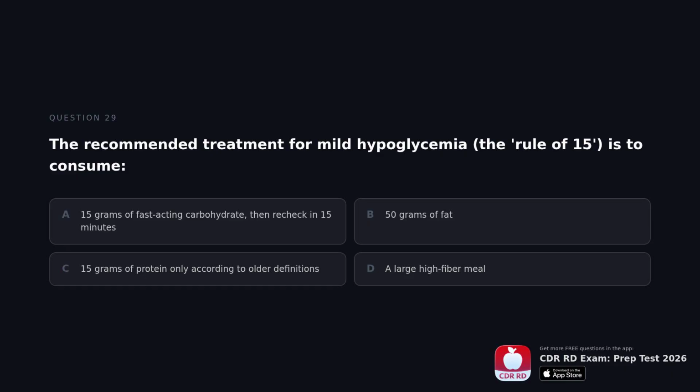The rule of 15 is to consume A. 15 grams of fast-acting carbohydrate, then recheck in 15 minutes. B. 50 grams of fat. C. 15 grams of protein only according to older definitions. D. A large high-fiber meal.